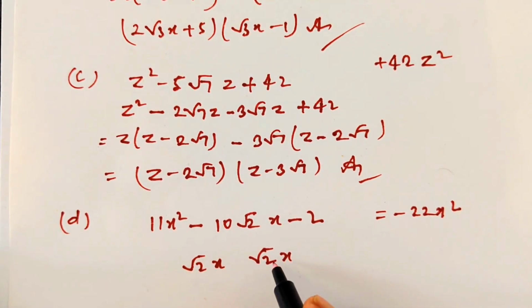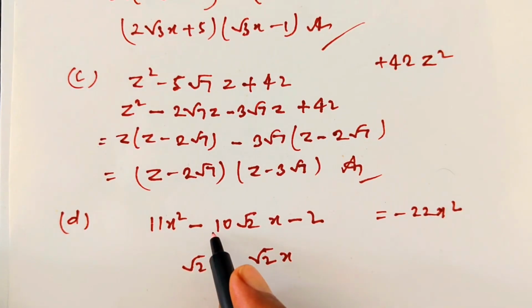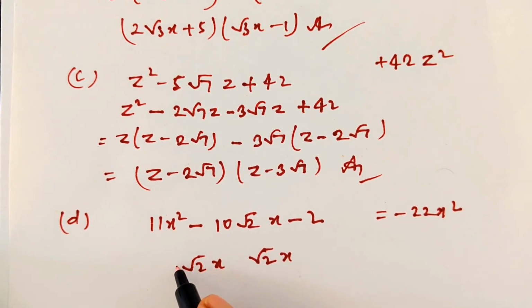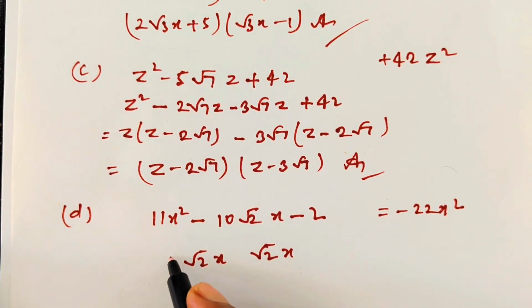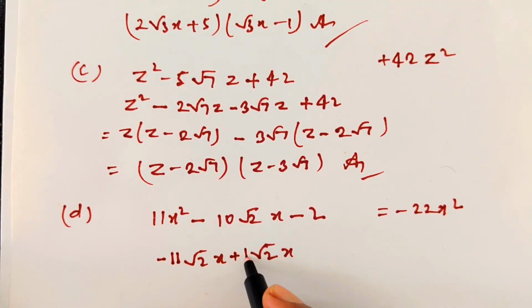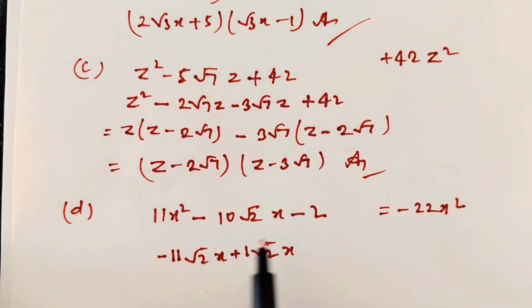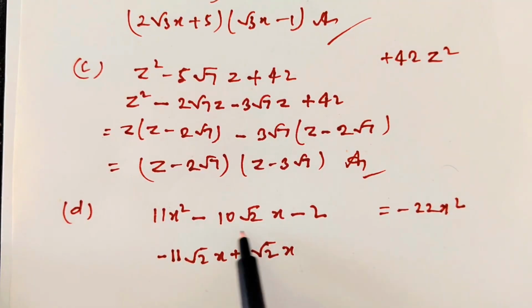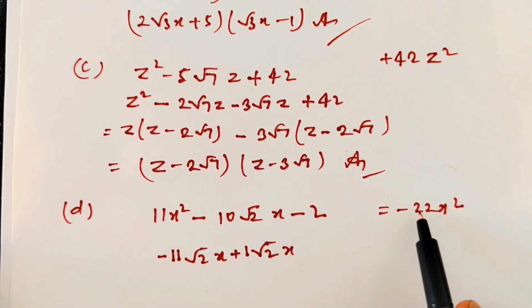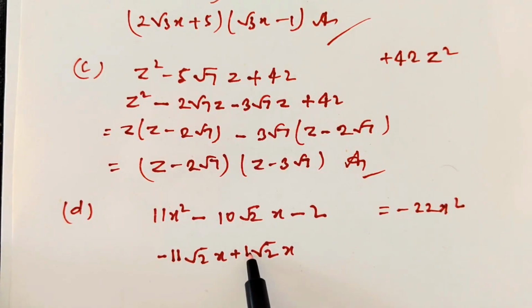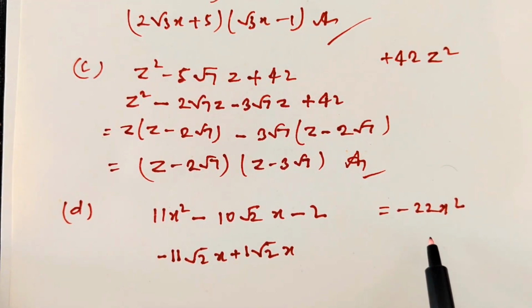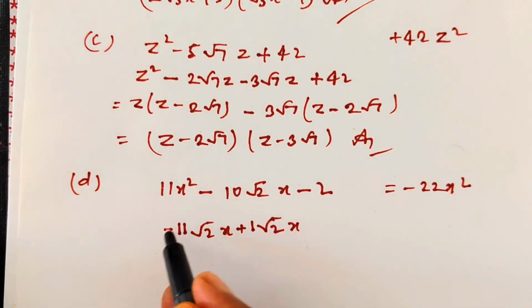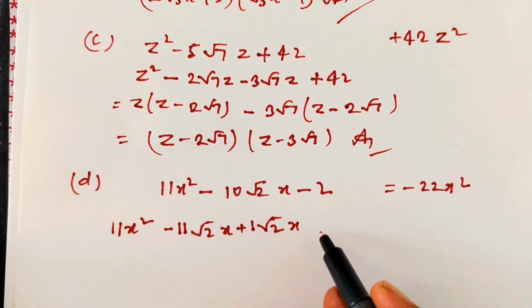So in what ways can you add or subtract to get minus 10 root under 2? We need to find the suitable coefficients. If I take minus 11 and plus 1 as coefficients, it comes to minus 10 root under 2x. And if you multiply these terms, it comes to minus 22x square. Let's see, 11 times 1 is 11, and root under 2 times root under 2 is root under 4, that means minus 11 root under 4 equals minus 22x square. So am I right? So write the first and last term the same over here, and minus 2.